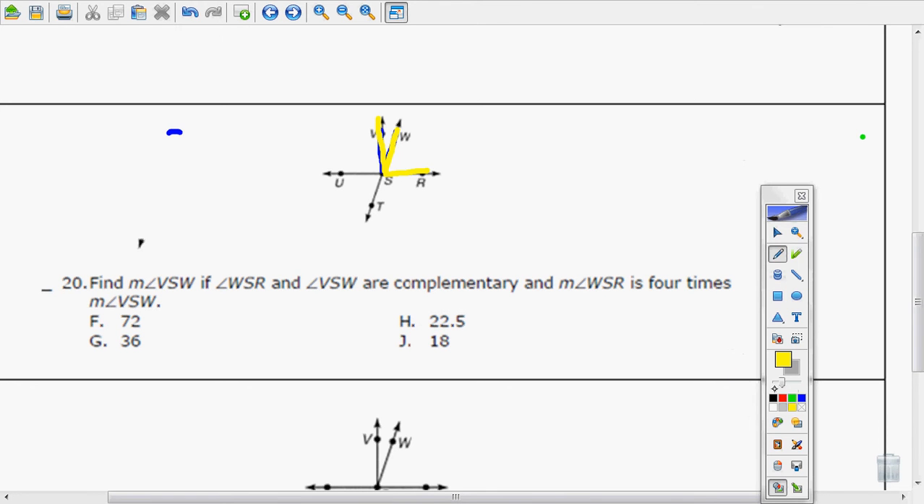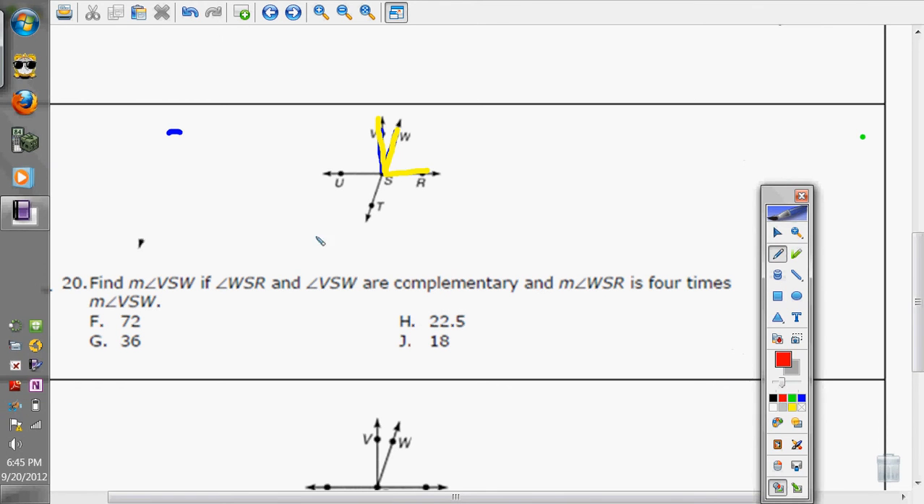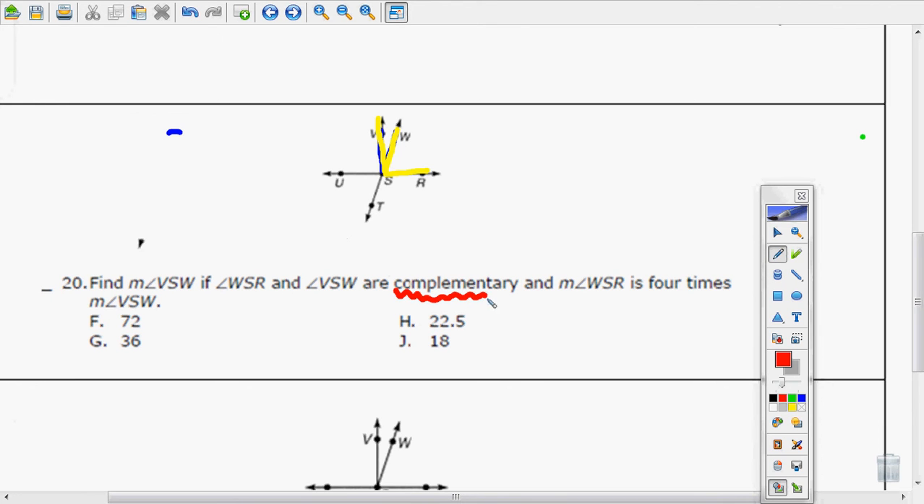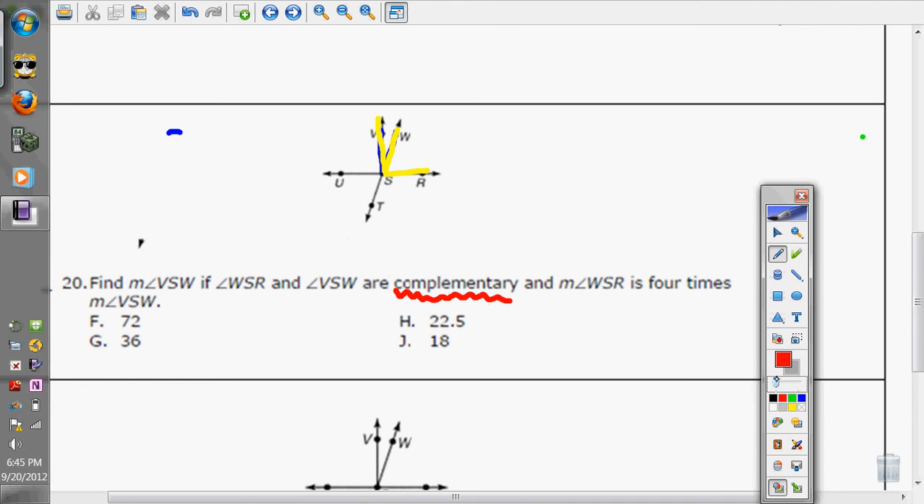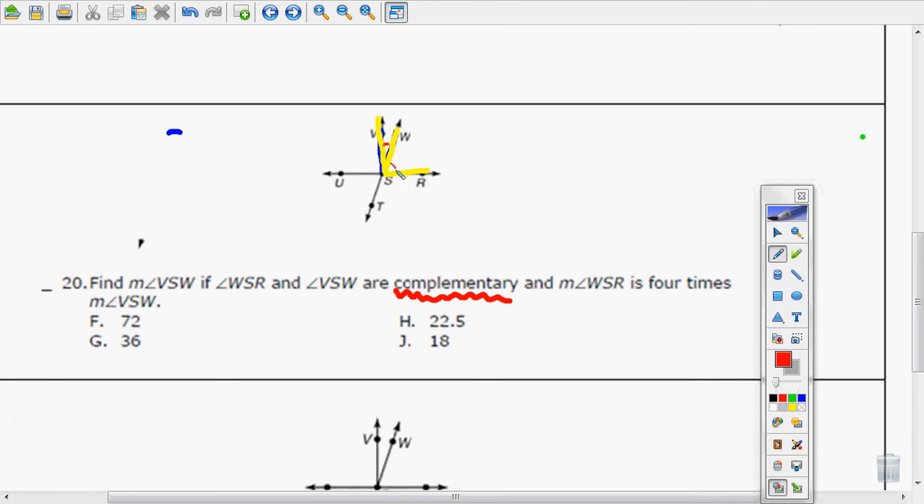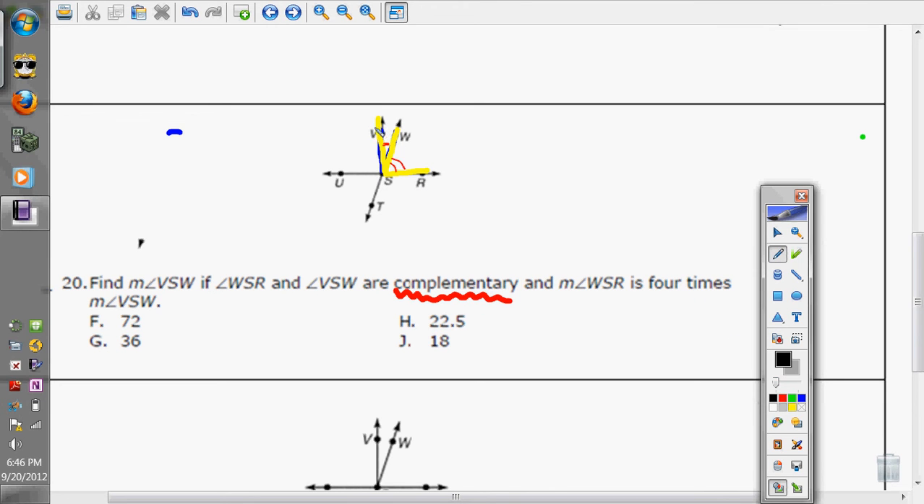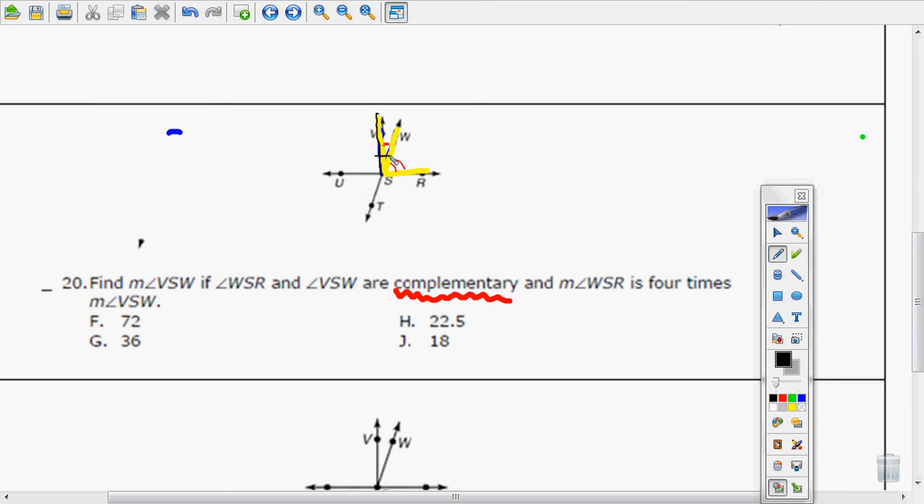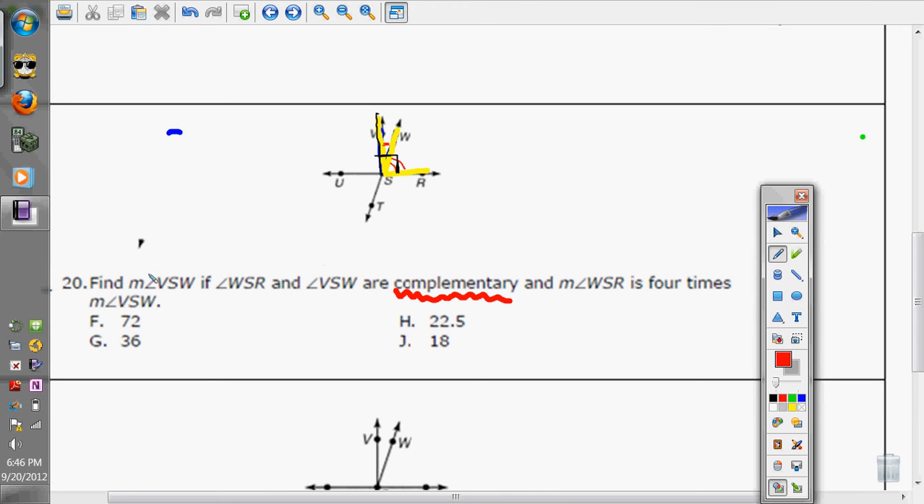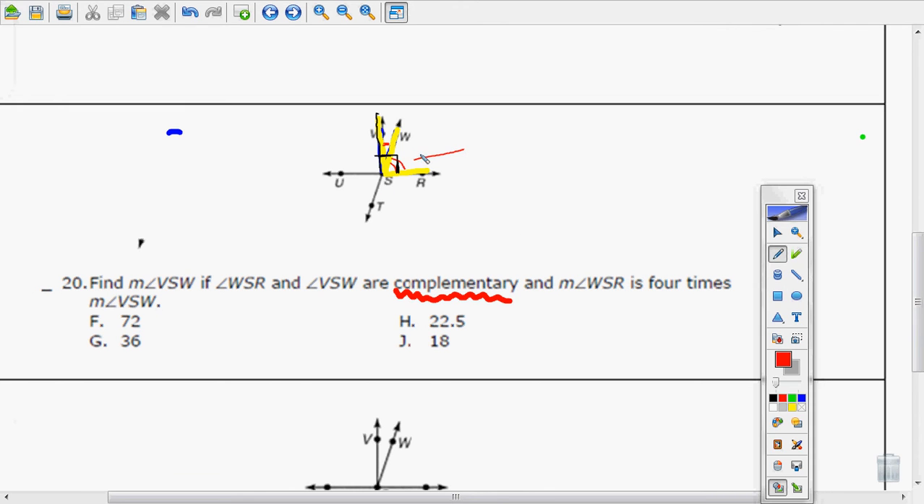I do not know if you are as excited as I am, because we have some great information that is really going to help us solve this problem. First piece of information that they gave us is the word complementary. If this little angle right here and this little angle right here are complementary, then that's great, because that makes this a right angle. That's helpful. Then if WSR, which is this guy, is 4 times the measure of VSW.